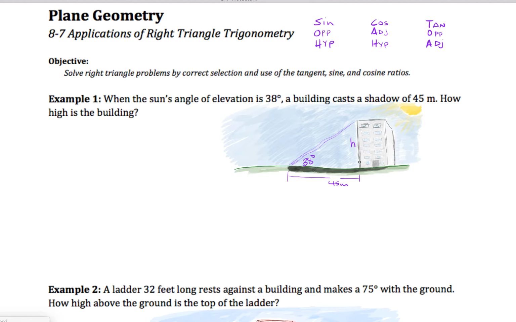Now, I guess we can assume that this is a right angle right here. For the purposes of this problem, we're going to say that that's a right angle. The angle that the building makes with the ground is a right angle. It's not the Leaning Tower of Pisa or anything, I guess.